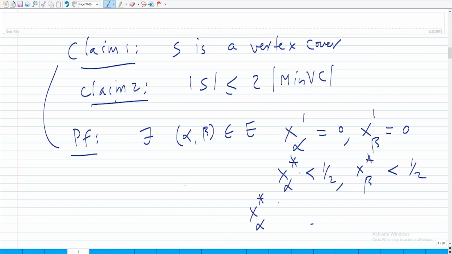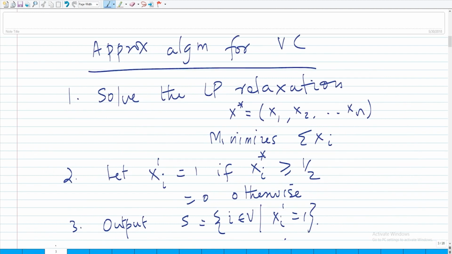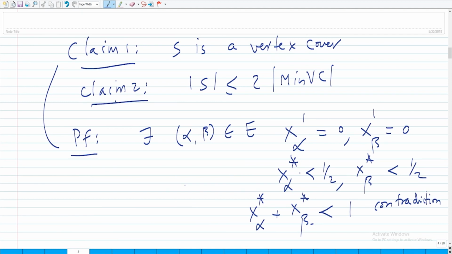Why not? Because then x alpha star plus x beta star is less than 1. But x star was a feasible optimum solution. It satisfied this constraint: whenever there was an edge, the sum must be greater than or equal to 1. So, at least one of them must be greater than or equal to half. They would have been rounded up. So, S is a vertex cover. Now, I want to show that the number of vertices I picked is at most 2 times the optimum.